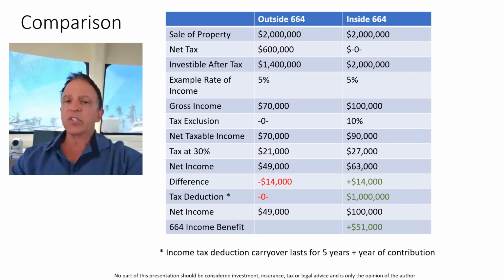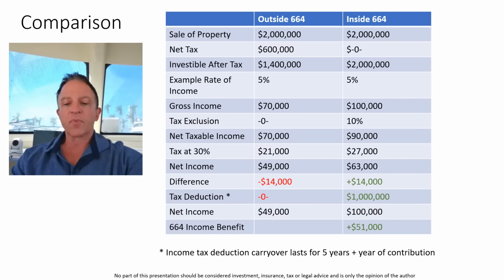There's zero tax exclusion on the outside because it's just pure ordinary income. Inside, you still have a 10% exclusion on the income that comes out. Now, if you look at the net income on the outside, you have $49,000. Inside the 664, you have $63,000. There's a $14,000 difference, but that's not really the net result in up to the first 5 years.